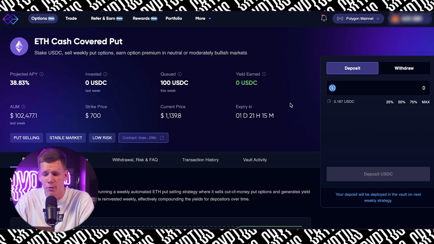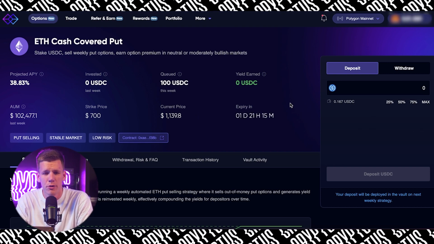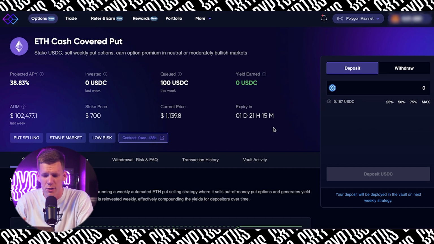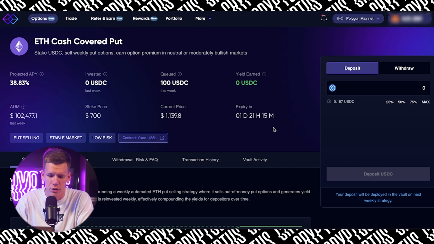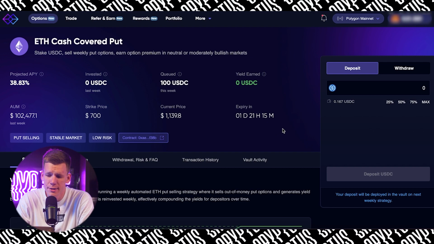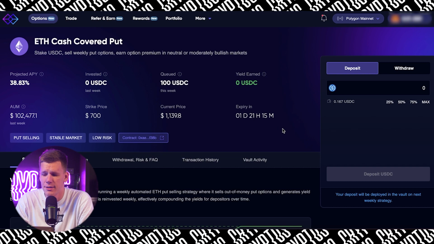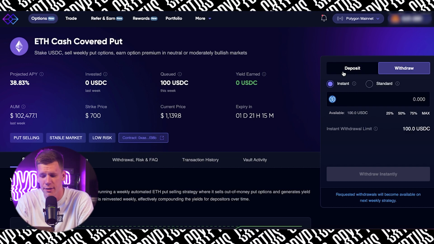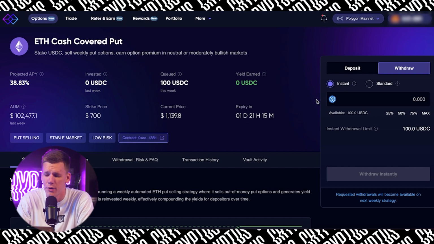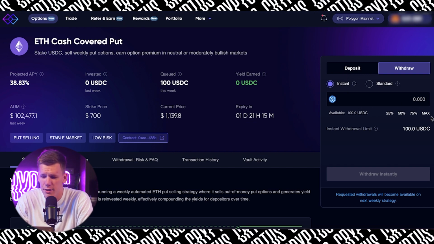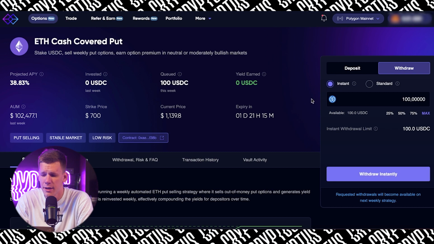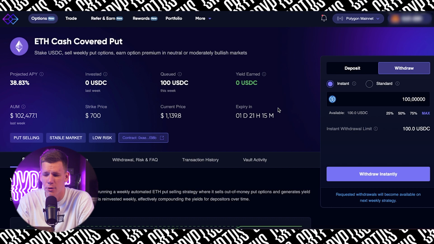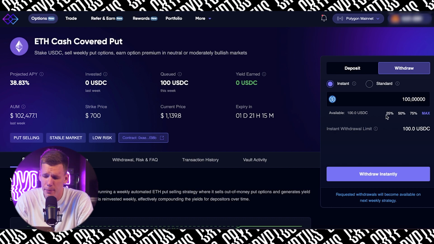So basically every Friday, because this is a weekly put and call options, and this Friday we won't earn anything because our money is just prepared to launch on the next weekly cycle. So if you want to withdraw or exit the pool, you've got two options. Basically, if the next Friday didn't start yet, like in our case right now, we can just click here on instant withdrawal and click max. And if we've changed our mind, we just take out our coins.